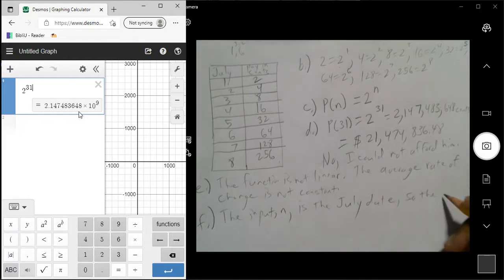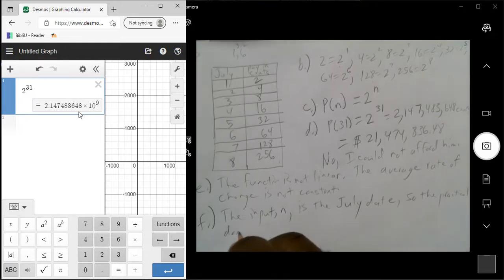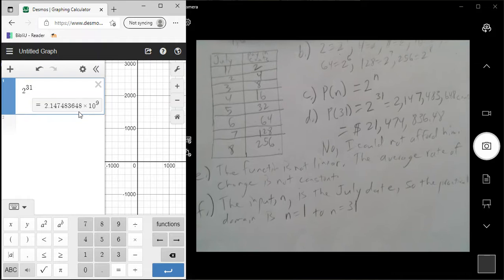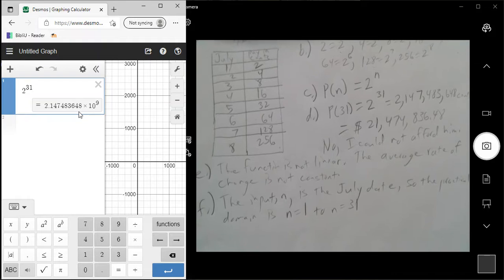So the practical domain is n equals 1 to n equals 31. That would be the practical domain. Well, n equals 31, because it's 31 days. It wouldn't be any decimals. It wouldn't be values lower than that.